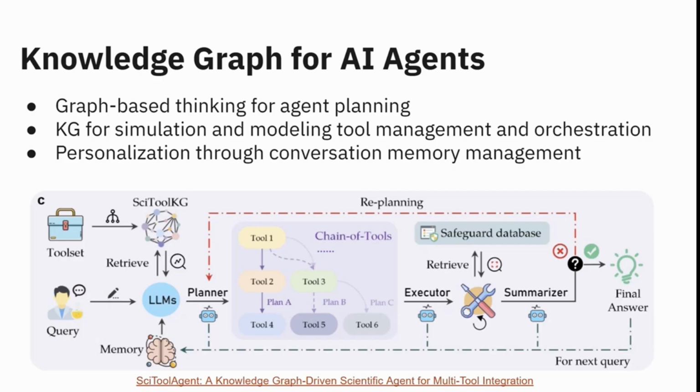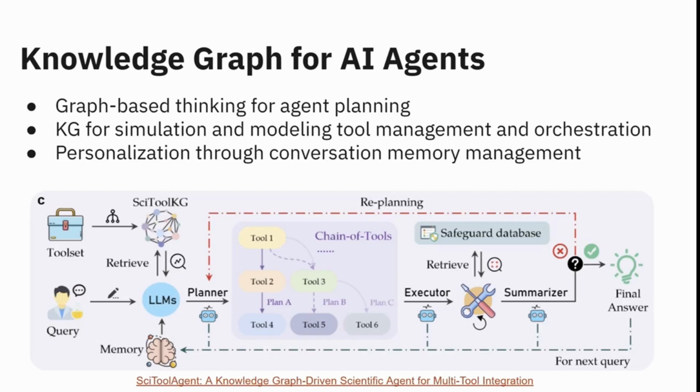Another interesting opportunity is to think about the knowledge graph and how it might be used for AI agents. We already know a knowledge graph is really good for retrieval. That's what graph RAG is about. But now think about how we can perhaps do more. One is that a graph can also be a very good mechanism for thinking. Graph-based thinking could be another thing very useful for more advanced agent planning.